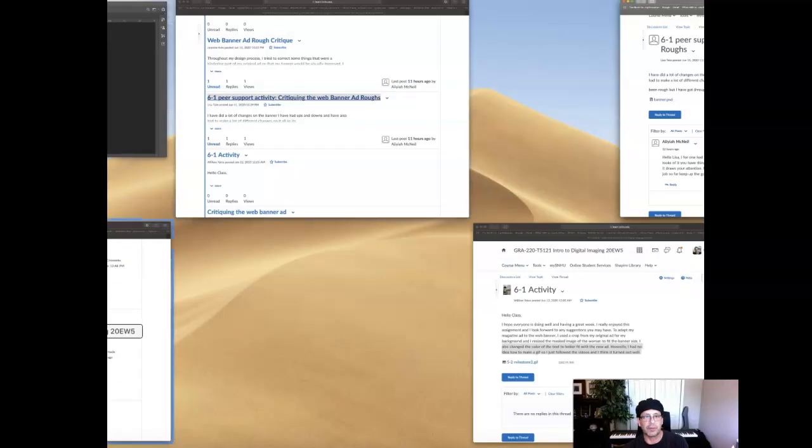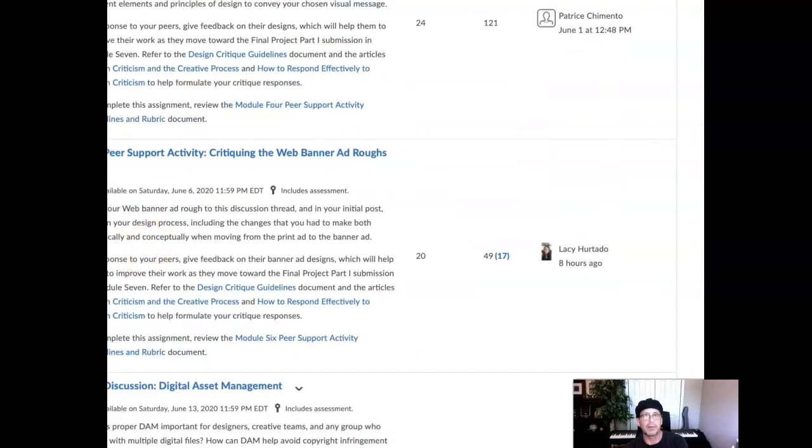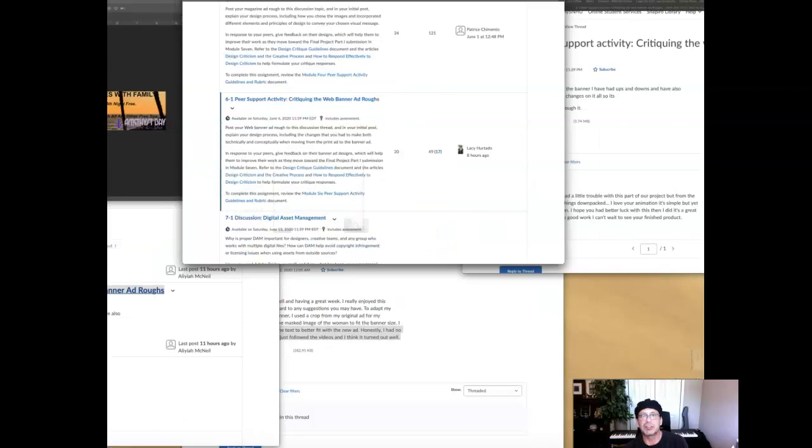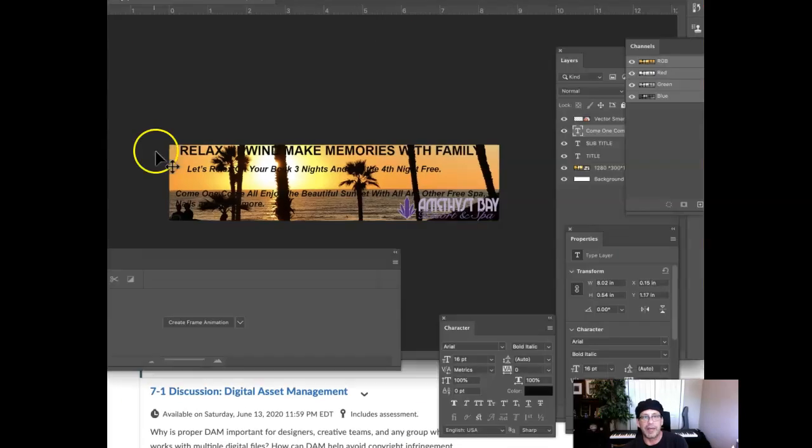Your writing here, don't forget in the assignment requirements right here: explain your design process, including the changes that you had to make both technically and conceptually when moving from the print ad to the banner ad. So you really want to describe your experience in that regard.